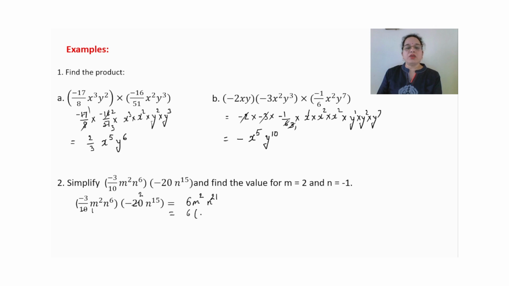The value of m is given here as 2. So substitute here 2, and the value of n is minus 1. Now 6 times 2 square, which is 4, times minus 1 raised to the power 21. 21 is an odd number, so your answer will be negative. So we can write down here minus 1. Now multiply this. 6 4s are 24 and only one negative sign is there, so the answer will be minus 24.